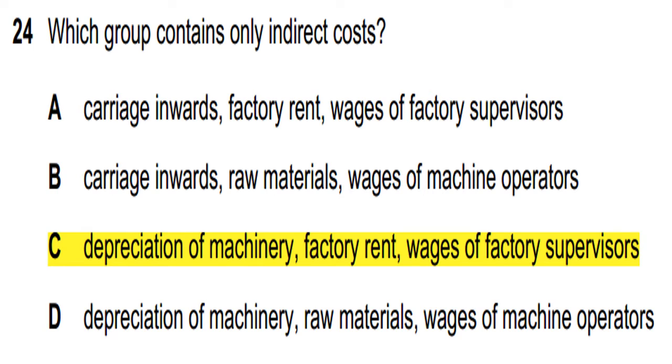And question 24 is which group contains only indirect cost. C option is depreciation of machinery, factory rent, wages of factory supervisor. These all are indirect costs.